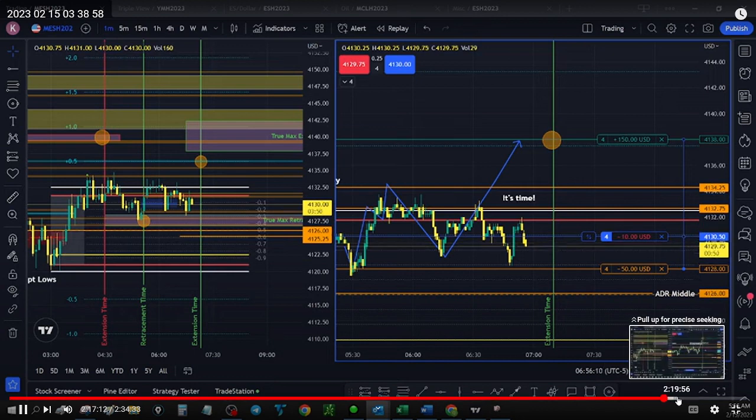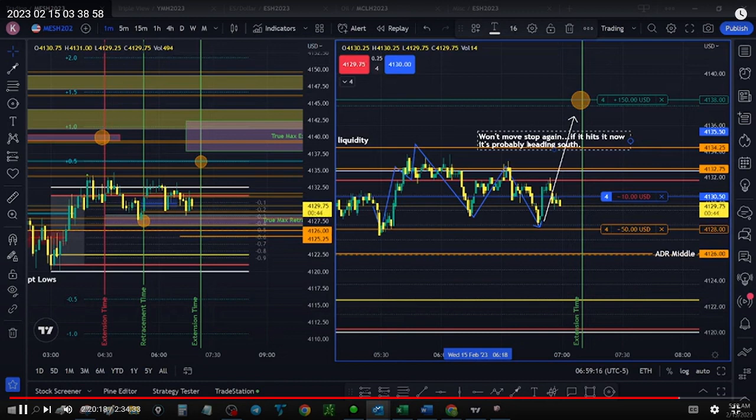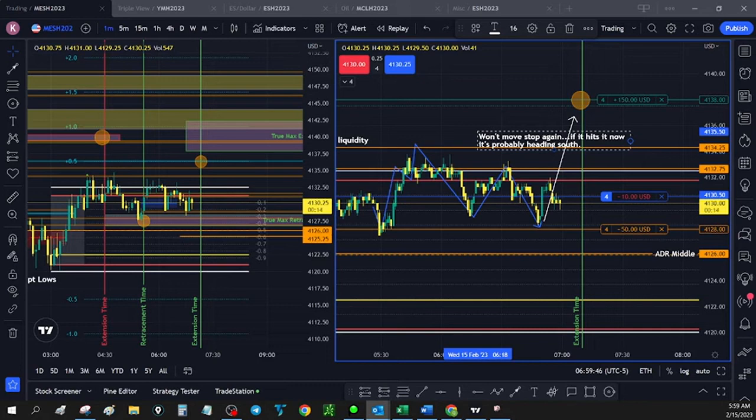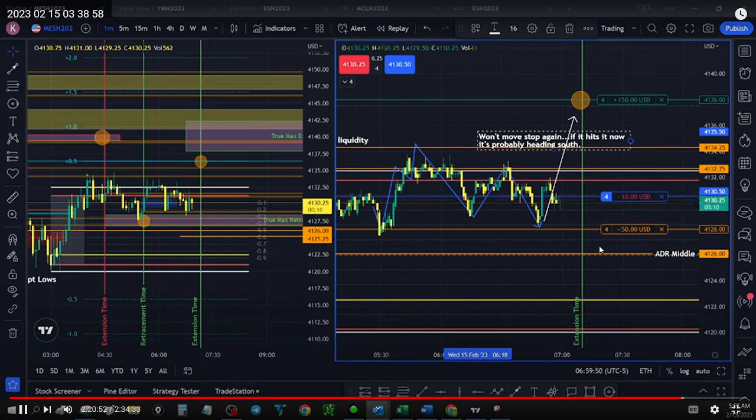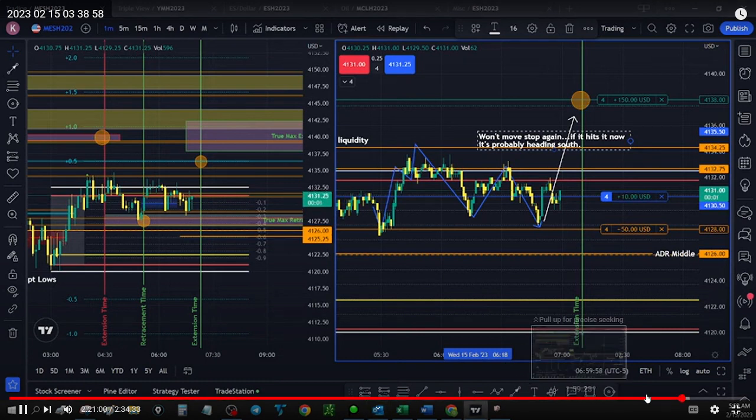All right, so fast forward a little bit more. I was saying I wasn't going to move my stop again. I'm under this swing. I know it's getting time to make a run. So I either lose 50 or make 150. So I'm calling that a 3-hour trade at this point. Here we go. Nice push.